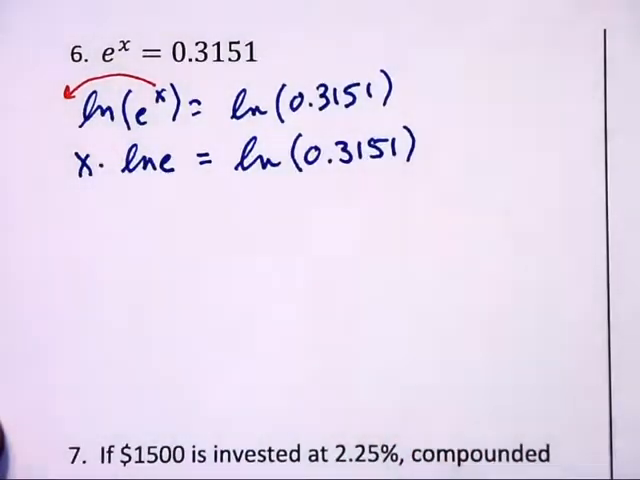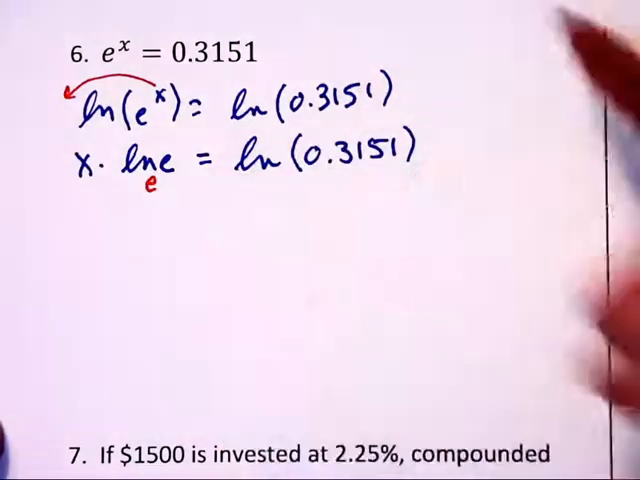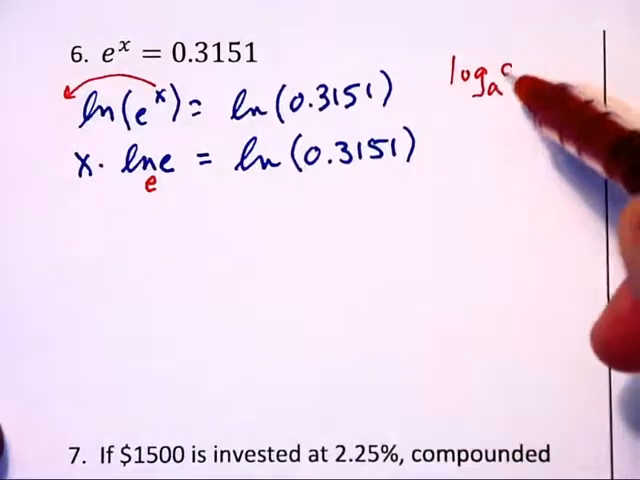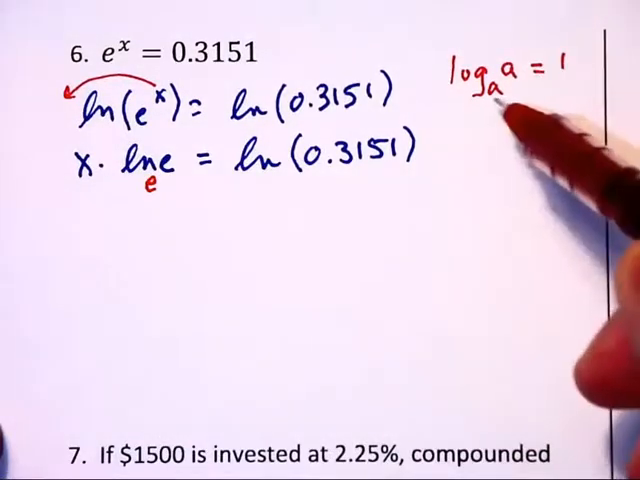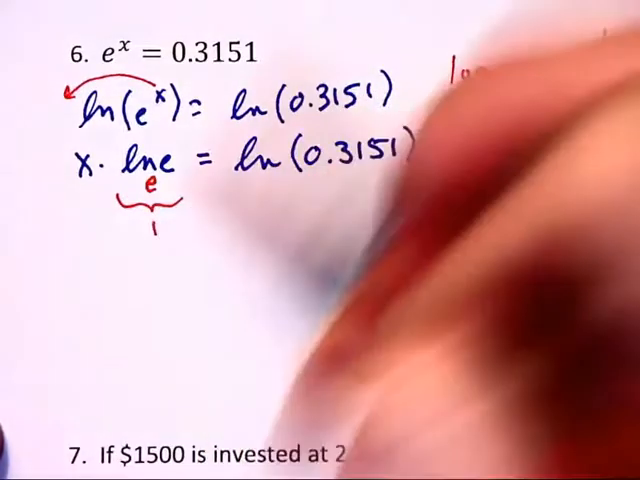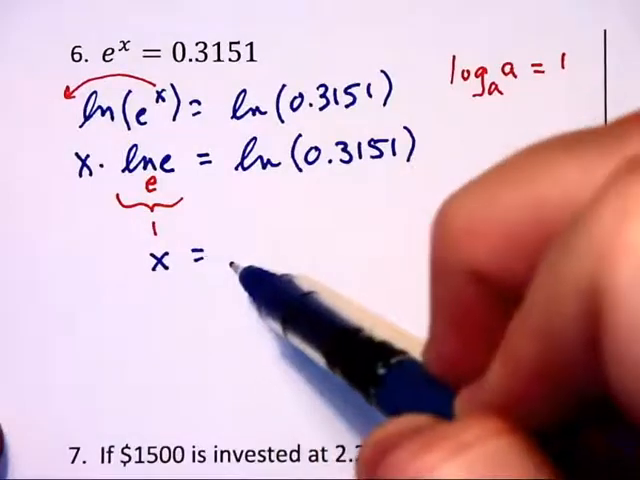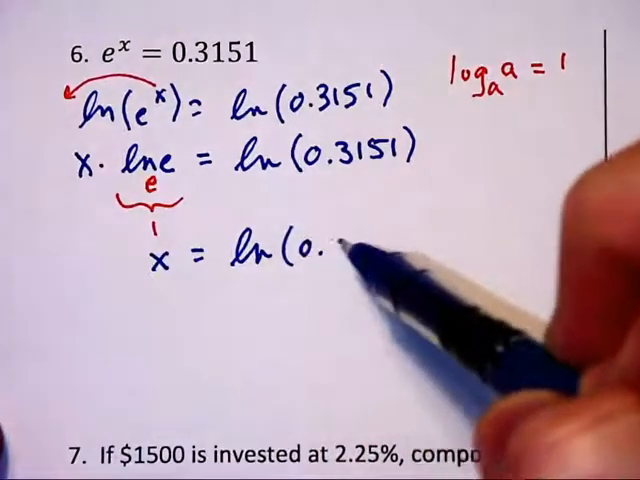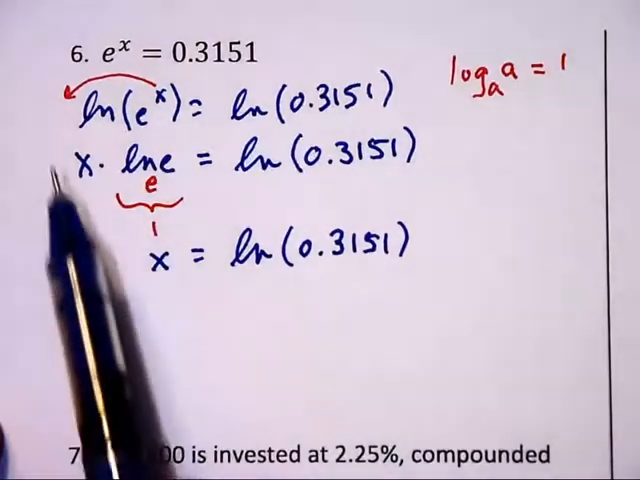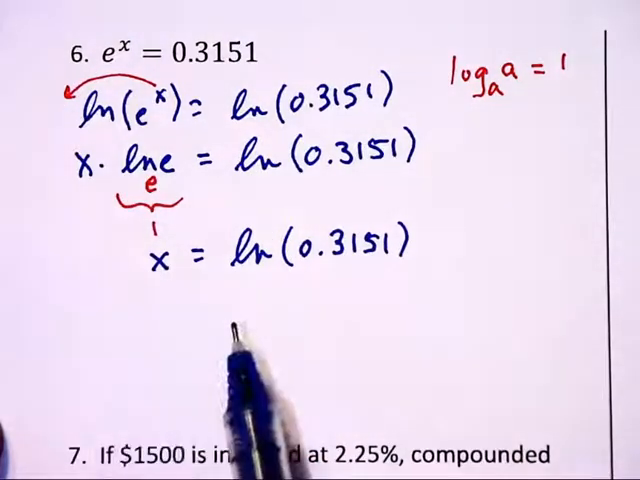Now let's look at this natural log of e. It has a base e there, and we know that anytime we have log base a of a, it's equal to 1. So natural log base e of e is also equal to 1, and basically all we have here is x is equal to the natural log of 0.3151. Now, I like to take the natural log of each side when there's e's involved and common logs otherwise.